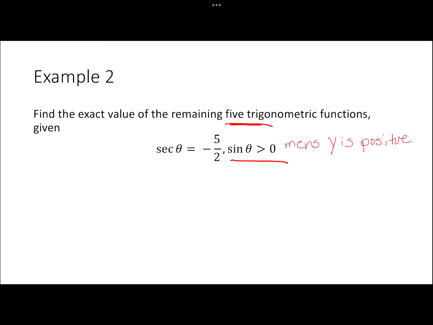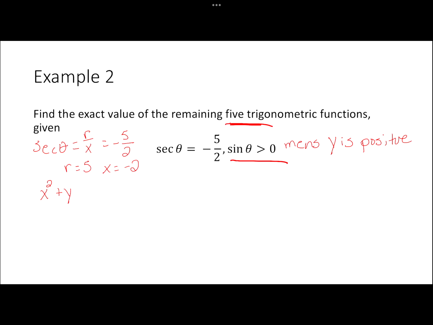Because if my sine is greater than 0, it's a positive value, and sine is our y when we think about it. So if we look at our thing right here, secant of theta from our rules is r over x. Well, that's going to tell us that this is -5/2. R is always going to be positive, so this is telling me that r is 5 and x is -2. So we have to figure out what y is using our Pythagorean again.